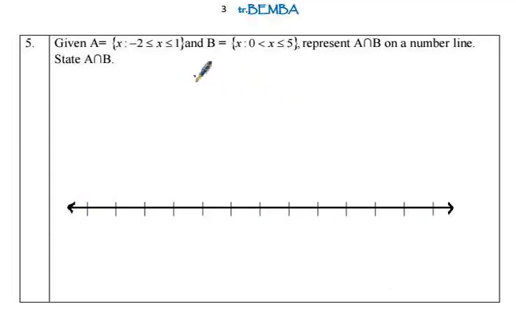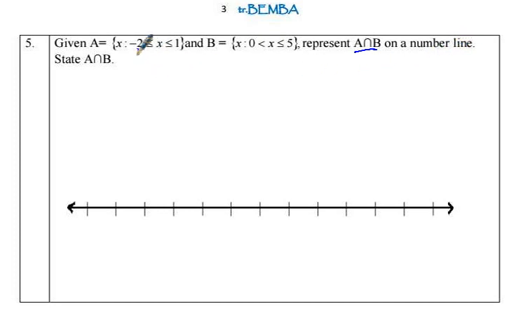Okay, and our final question of the day, we have a set A that has elements x such that x is greater than or equal to -2 but less than or equal to 1. And another set B is a set with elements x such that x is greater than 0 but less than or equal to 5. That's how we can read that set notation there. We want to represent A intersection B on a number line.